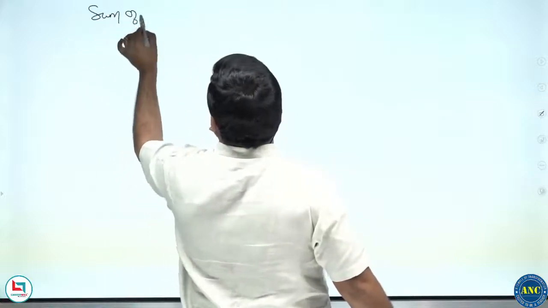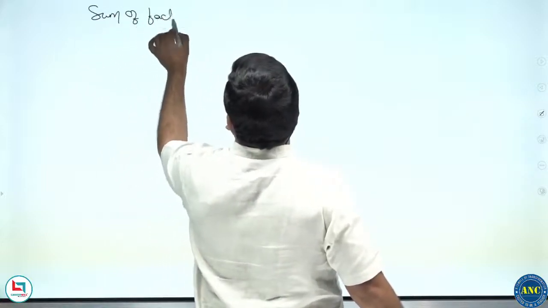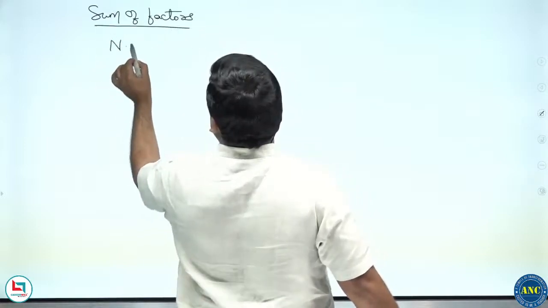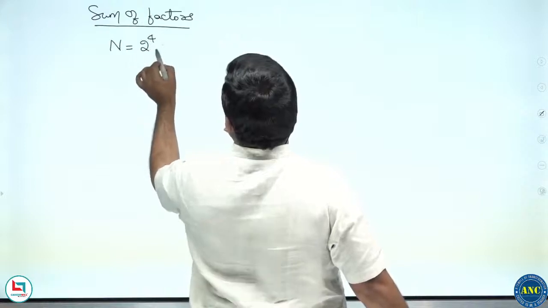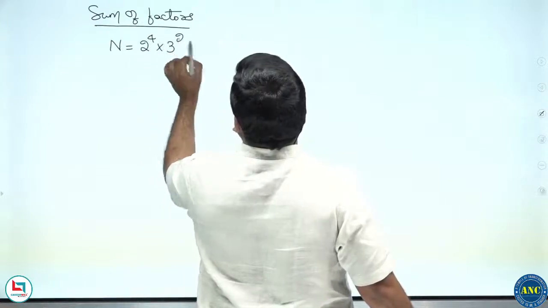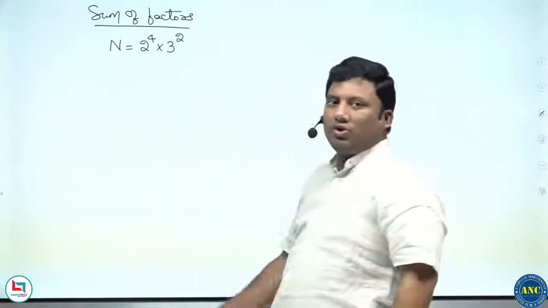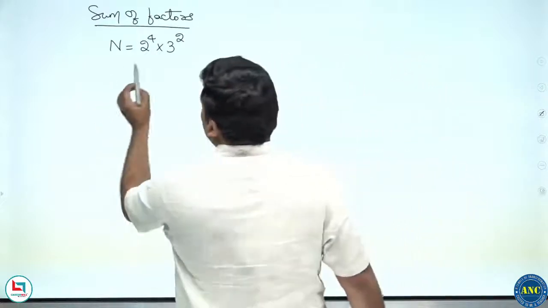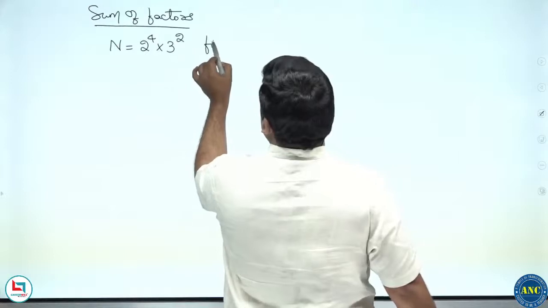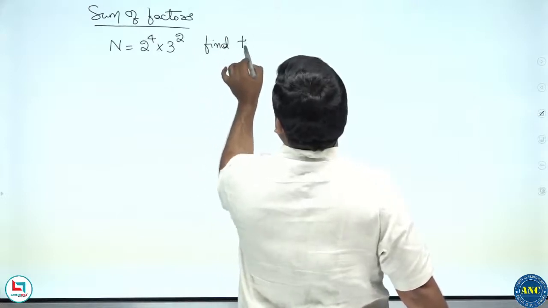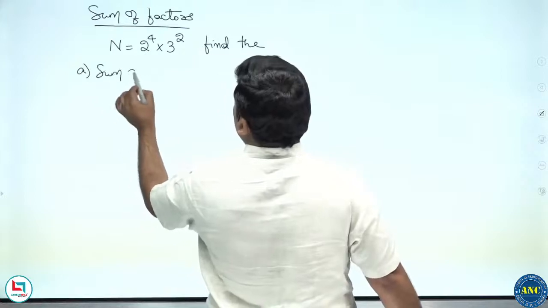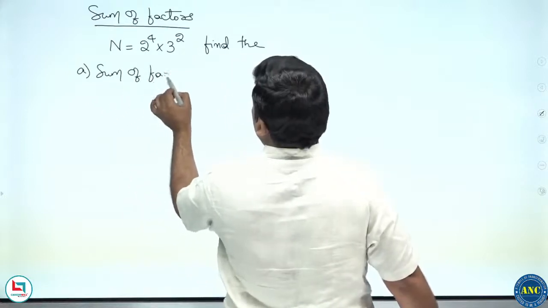Sum of the factors. If n is equivalent to 2 power 4 into 3 square, that is 16 into 9, it is 144. Suppose, first question: find the sum of the factors for n.